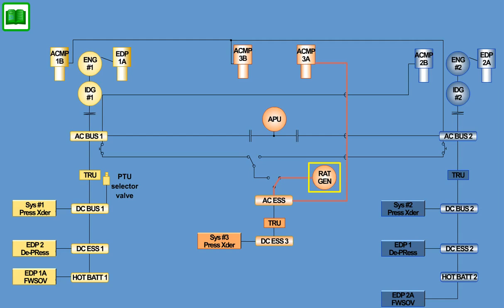The firewall shutoff valves are powered as follows. The EDP-1 firewall shutoff valve receives power from the hot battery bus 1, and the EDP-2 firewall shutoff valve receives power from the hot battery bus 2.